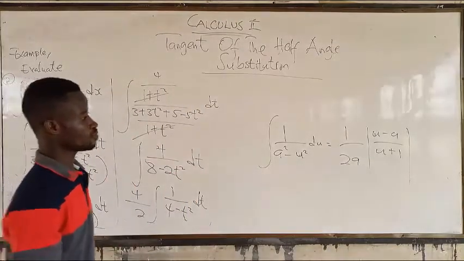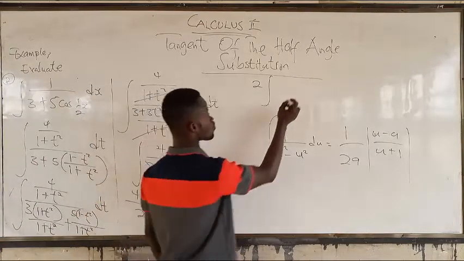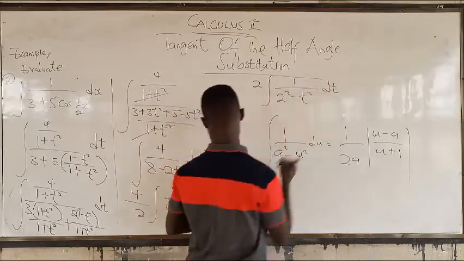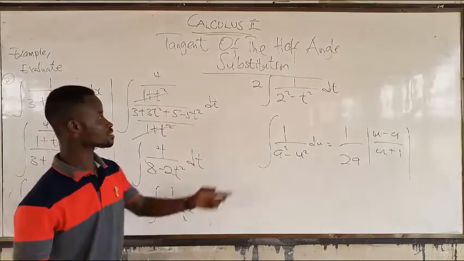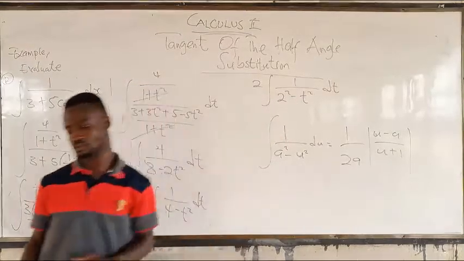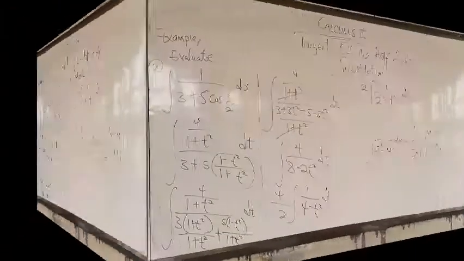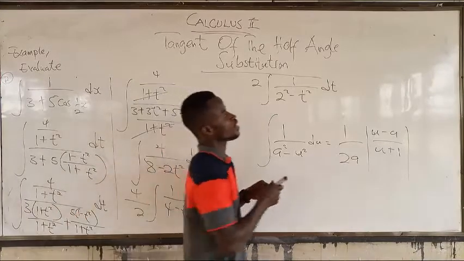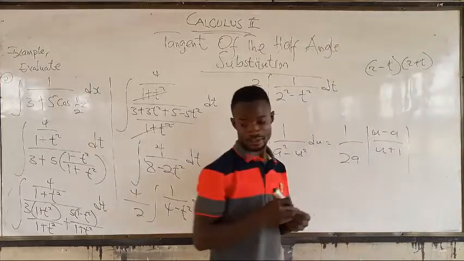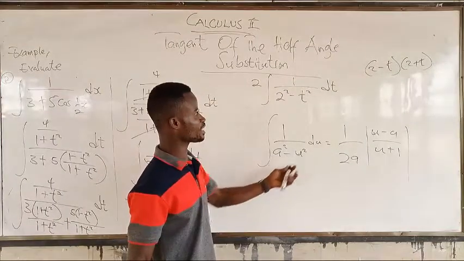Because this is the same as 2 integral of 1 over 2 squared minus t squared dt. Since this one is a difference of two squares, you can do that, no problem. That will be 2 minus t, 2 plus t. And that's going to give you partial fractions. You can go by that. But for shortcuts, then you go by this.